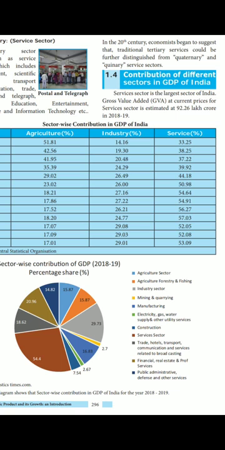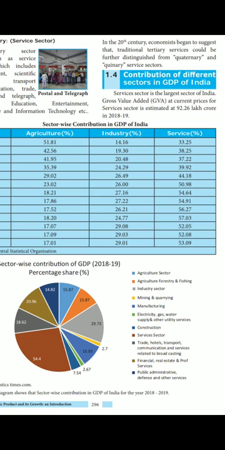Okay, students, do you understand about this composition of gross domestic product? It was divided into three sectors. Which are the three sectors? That is the primary sector, secondary sector, and tertiary sector. Primary sector is also called the agricultural sector. Secondary sector is also called the industrial sector. Next, the tertiary sector is also called the service sector. Okay. Next heading is the contribution of different sectors in GDP of India. Do you know, among these three sectors, which is the largest sector of India?